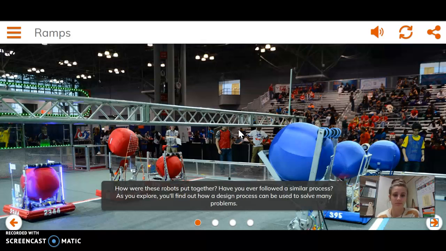How were these robots put together? Have you ever followed a similar process? As you explore, you'll find out how a design process can be used to solve many problems.